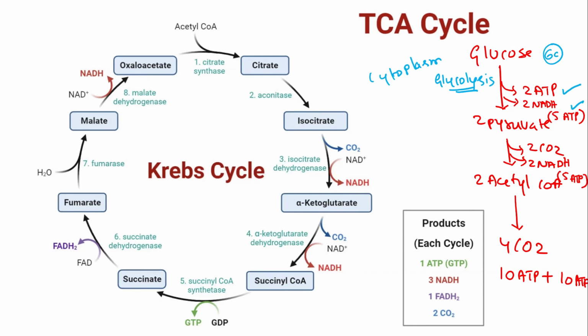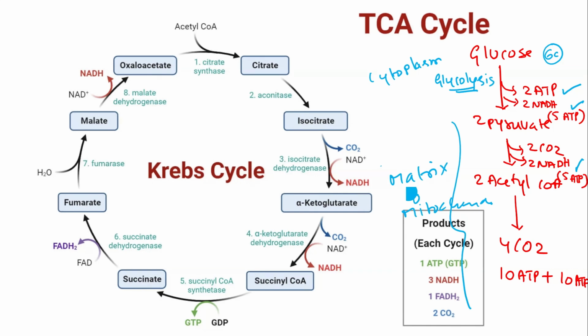Then these 2 pyruvate have to go into the mitochondrial matrix. Rest all happens in the matrix of mitochondria. 2 pyruvate are converted into 2 acetyl-CoA. So you release 2 carbon dioxide and again make 2 NADH, which is worth 5 ATP. From 1 glucose, by the time you make 2 acetyl-CoAs, you have released 2 carbon dioxide and made 2 plus 5 plus 5, so 12 ATPs so far.